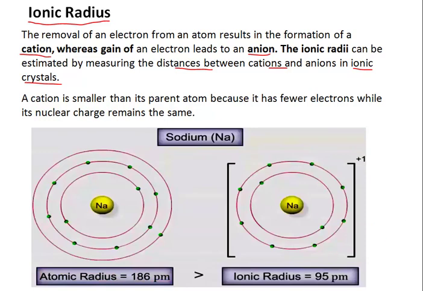Now it has been observed that a cation, which is formed by loss of electron, is always smaller than its parent atom because of the presence of fewer electrons, because the cation is always formed by loss of electrons. So the size of the cation, or ionic radius of the cation, is always smaller.